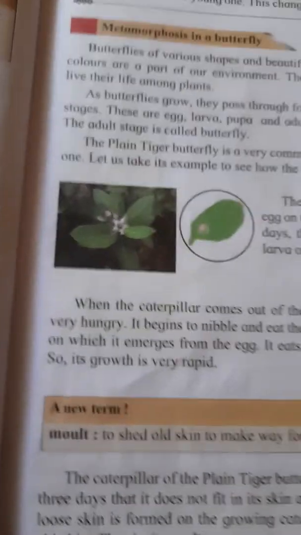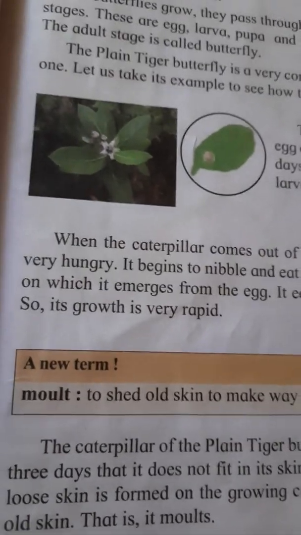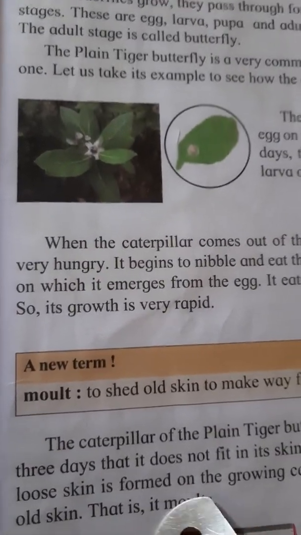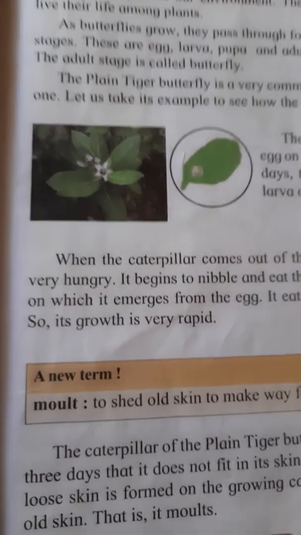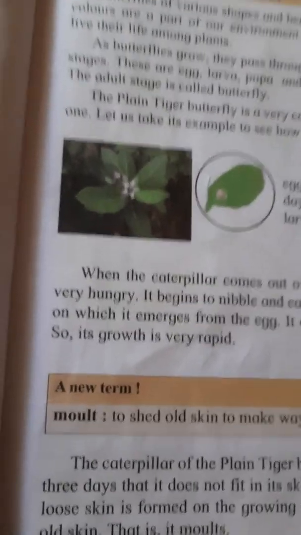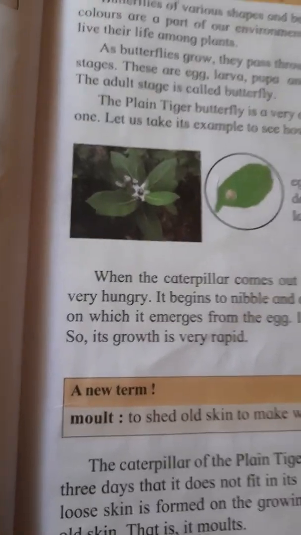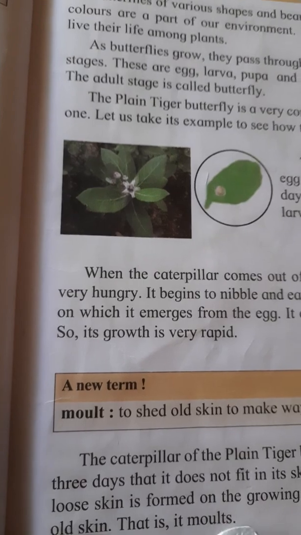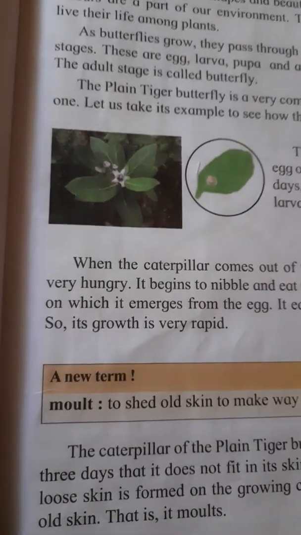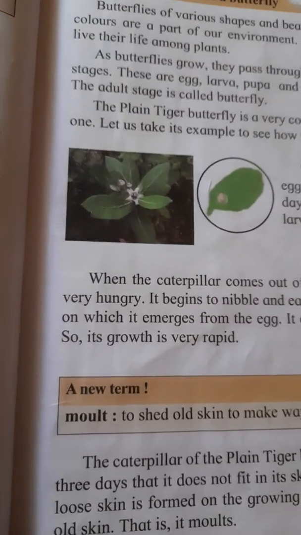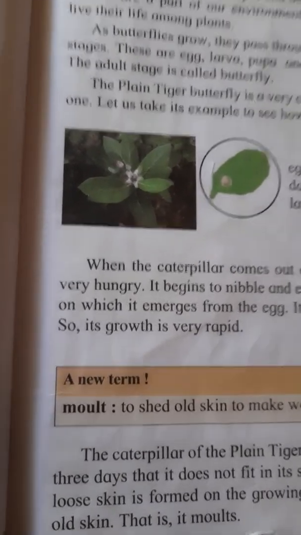The caterpillar of the plain tiger butterfly grows so rapidly in the first 2 or 3 days that it does not fit in its skin anymore. But under the old skin, a new loose skin is formed on the growing caterpillar. Then the caterpillar sheds the old skin, that is, it molts.